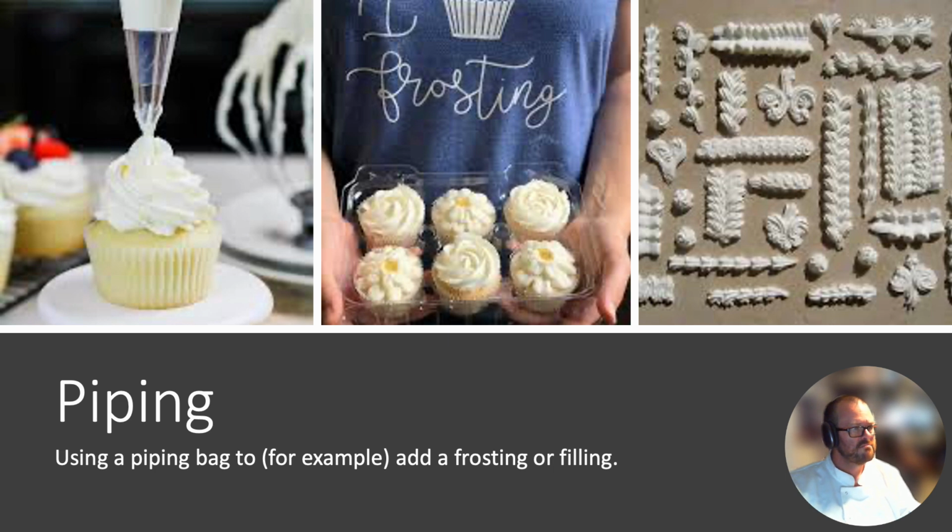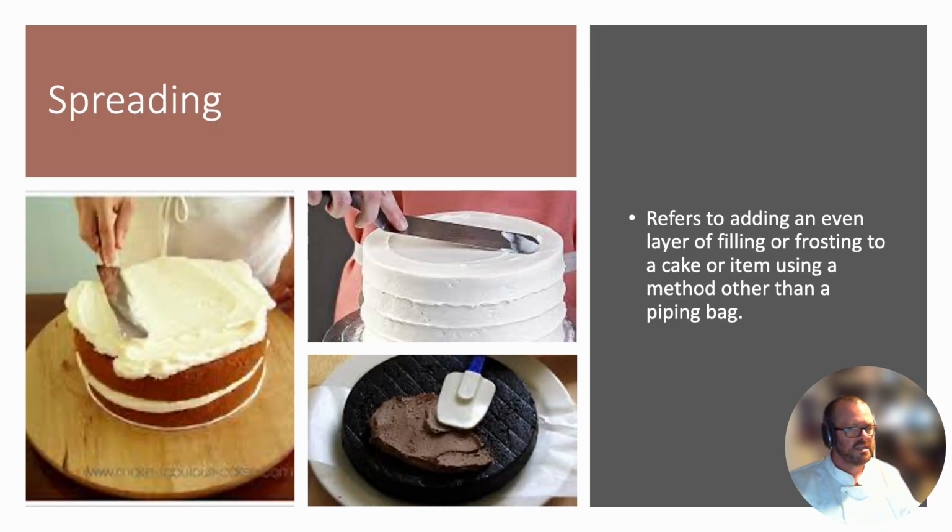Piping is all about shapes and presentation, typically in a piping bag. Spreading is where we are using our palette knife, which we talked about in one of the other units of competency. It might be just about evenly dispersing our cream or frosting or ganache. Spreading refers to adding an even layer of filling or frosting to a cake or item using a method other than a piping bag.